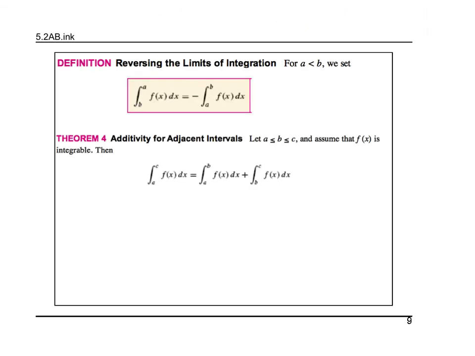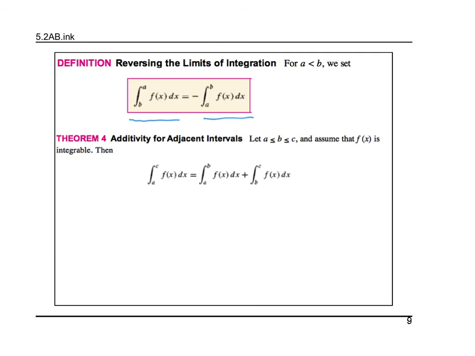Another important theorem or definition in this section is reversing the limits. We'll use this a lot. Notice the first way it's written, it goes from b to a. The second way it's written, it goes from a to b, but there's a negative sign. So we can change direction. It's kind of like going from left to right across the graph would be a positive direction, and right to left across the graph would be a negative direction. So when we need to change the limits of integration, we can do so by negating that integral.